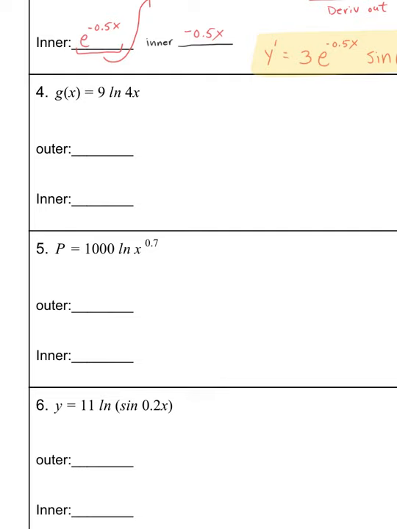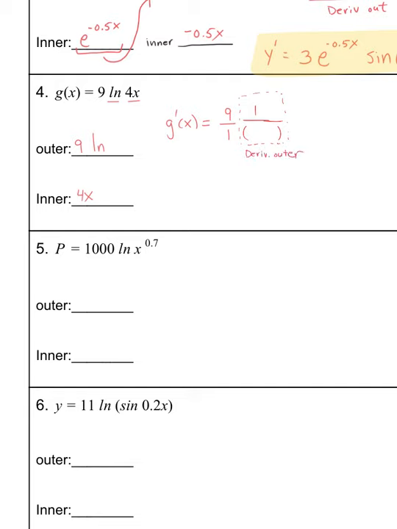Number 4, we only have 2 functions here. We have natural log and 4x, 2 functions, 1 chain. 9 comes along for the ride. We are taking the natural log of 4x, so ln is our outer function, 4x is my inner function. All right, so g prime of x, our derivative, 9 comes along for the ride. The derivative of ln x is 1 over x, and we write that as 1 over something. All right, so this right here, that whole fraction is the derivative of the outer.